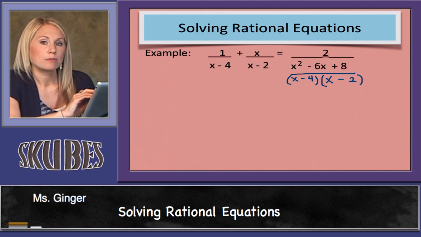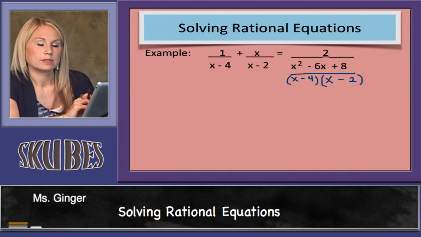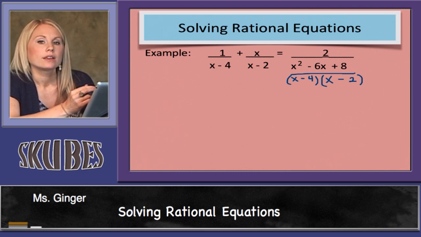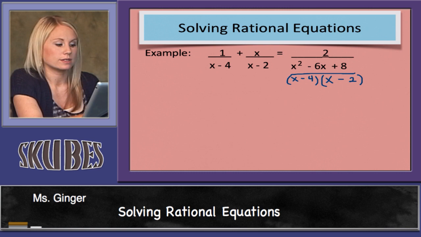Alright, so the least common multiple is what we're looking for next. We need to have each different piece that we see in the denominator. So I see an x minus 4 piece and an x minus 2 piece. So I'm now going to multiply both of those by each numerator. So let's set that up.